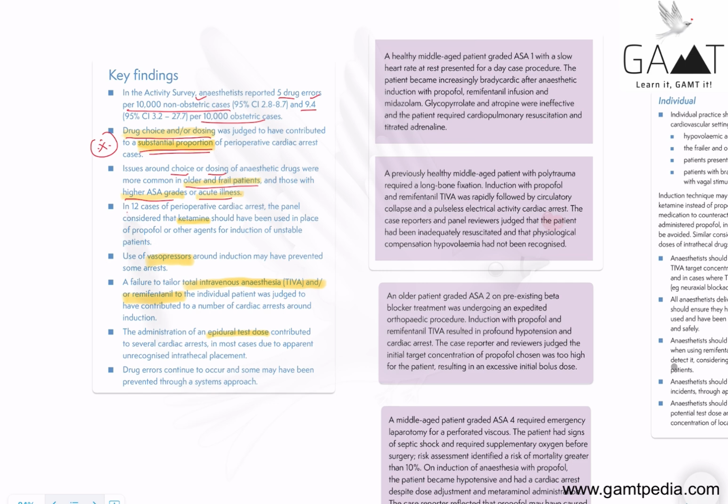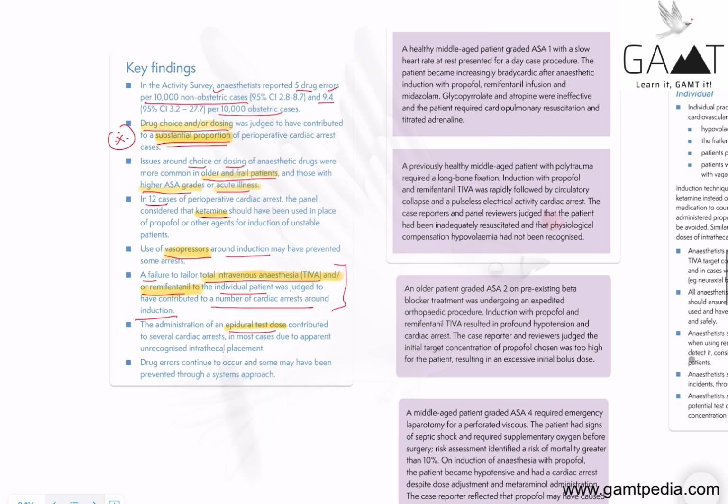In 12 cases, the panel thought ketamine should have been used instead of propofol, and use of vasopressors around induction might have prevented the arrest. These are things that you can do. Failure to tailor TIVA or remifentanil to individual patients has contributed to a number of cardiac arrests on induction. This is again very, very important. TIVA has become more popular nowadays, so it's very important for us to remember: TIVA is not a solution for everything. When you have an older and frailer patient, if you're using TIVA, make sure you titrate the doses appropriately. Right? The administration of epidural test dose contributed to cardiac arrest, drug substitution and drug errors continue to happen.